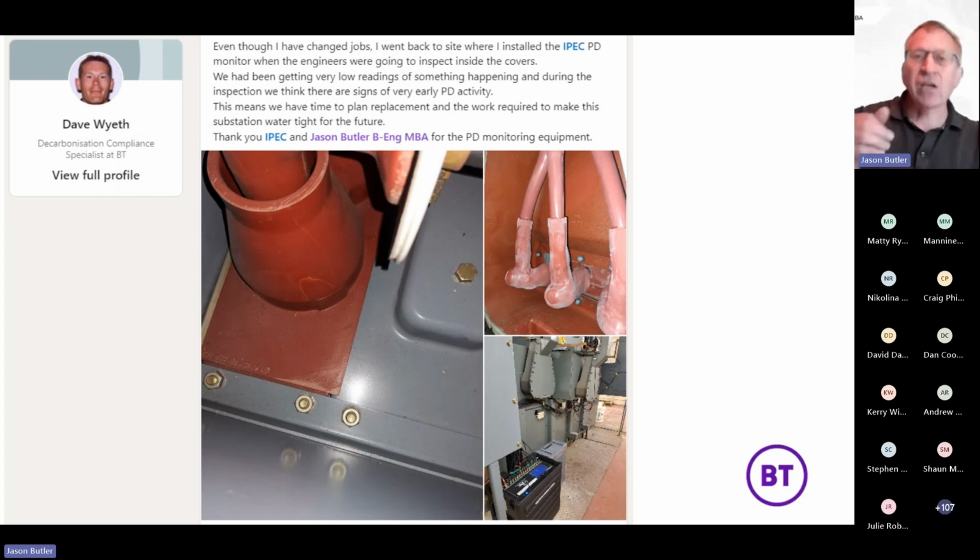So very early PD activity on a supercritical site for BT. What does that mean? It means they can do something about it. It means that you can then take an engineering decision based on severity. You can then say, right, do I need to do it now, next week, a couple of months? Do I monitor it? Do I need to do anything at all? But it gives you the knowledge to take engineering decisions.